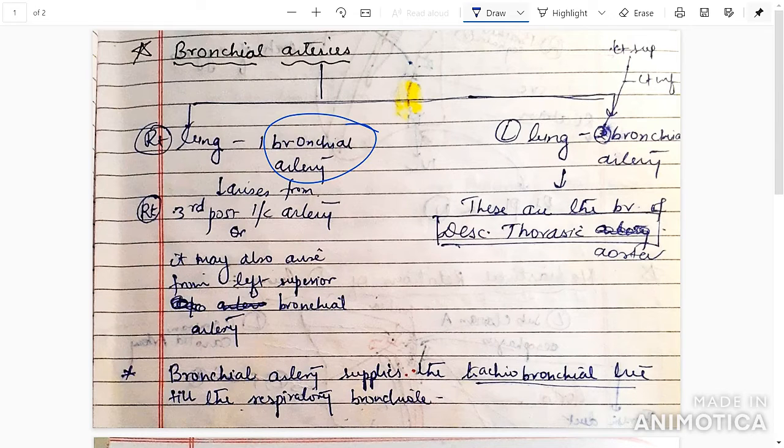If I'm talking about the left lung, then we have two bronchial arteries over there. The two bronchial arteries are the left superior and left inferior bronchial arteries, and these are the branches of the descending thoracic aorta.